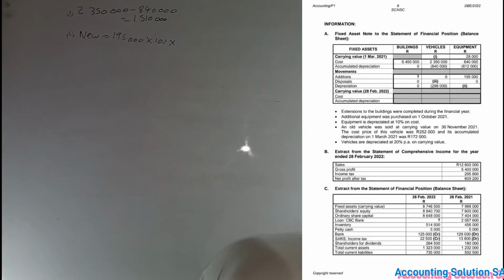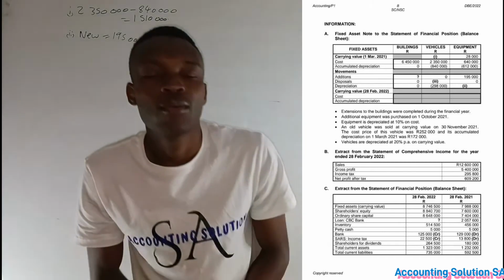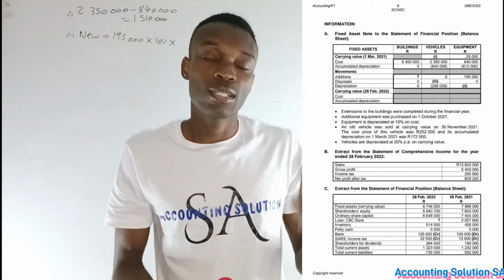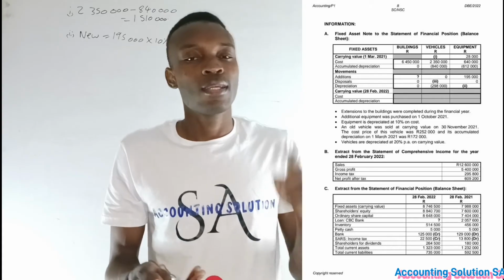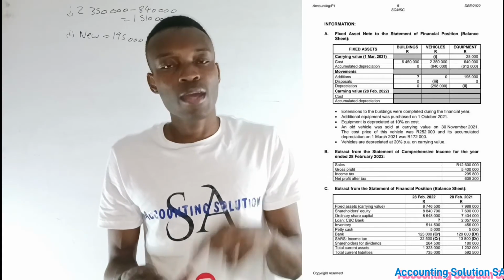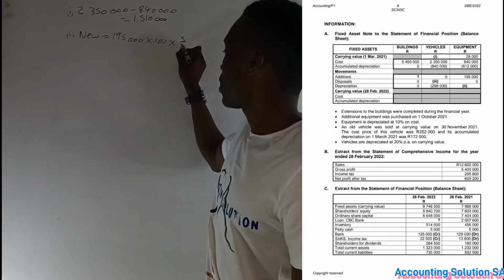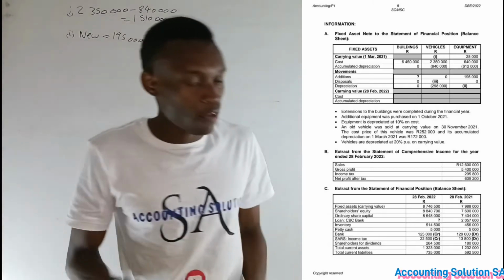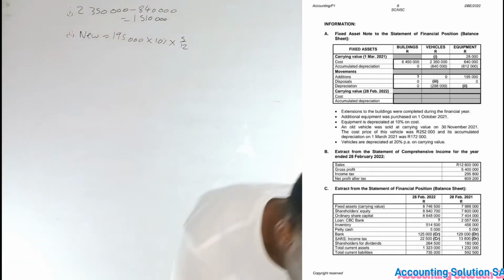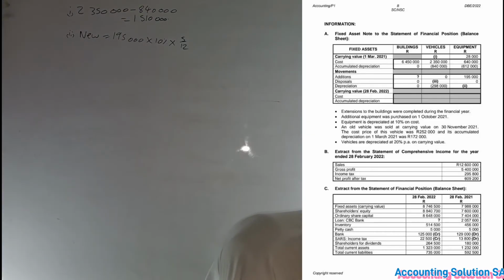Okay, apologies guys, it was purchased on 1 October, which means that we're gonna say October, November, December, January, February, which is going to give us 5 months, which means that we have to multiply by 5 over 12. It's 5 months guys. I was accounting for the other one for vehicle, we are doing equipment now.